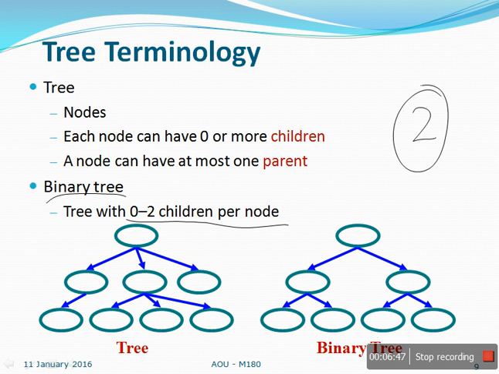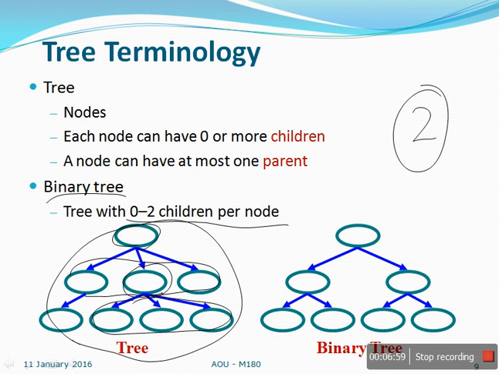So here, for example, this is not a binary tree. It is a tree but not a binary tree. Why? Because the node, for example the root, has 3 children, and this intermediate node has 3 children. So we do not call this a binary tree, whereas this is a binary tree because in this one every node has 2 children.